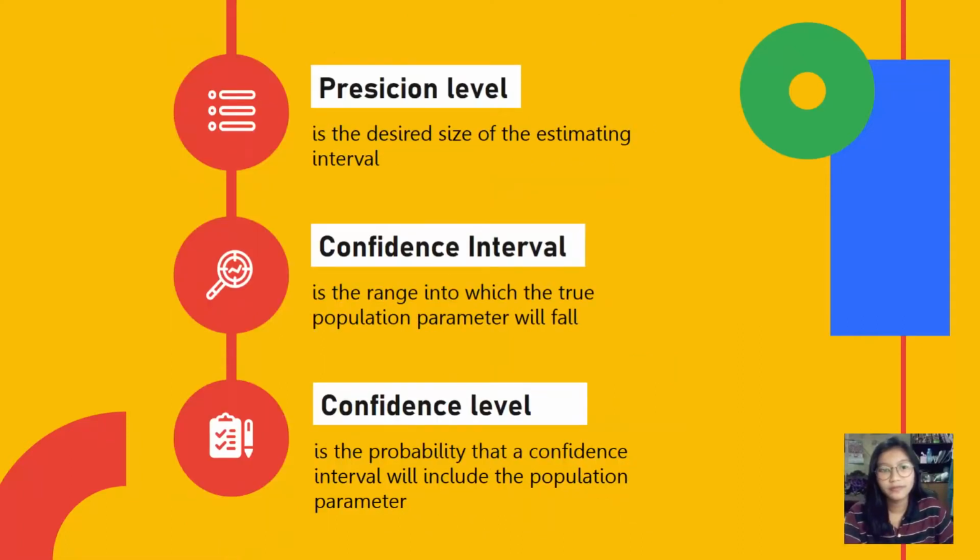Number 4. Precision level. Precision level is the desired size of the estimating interval. Number 5. Confidence interval. Confidence interval is the range into which the true population parameter will fall. And the last one is confidence level. Confidence level is the probability that a confidence interval will include the population parameter.